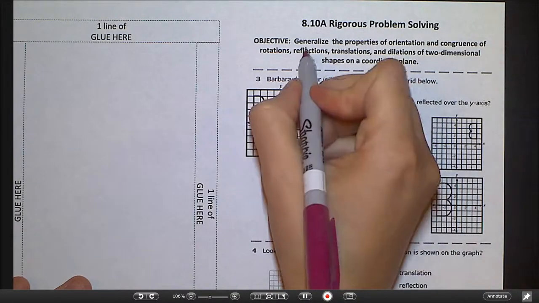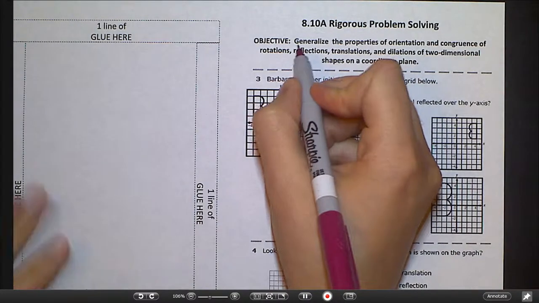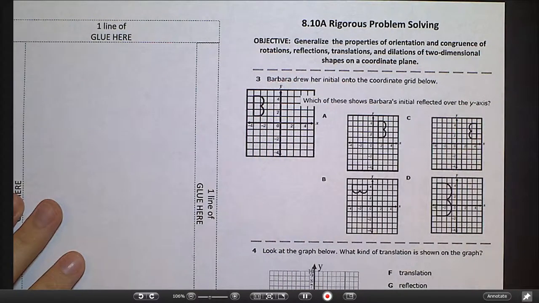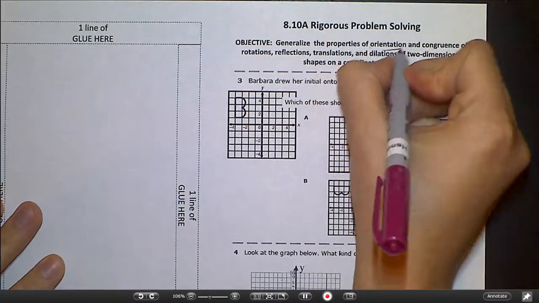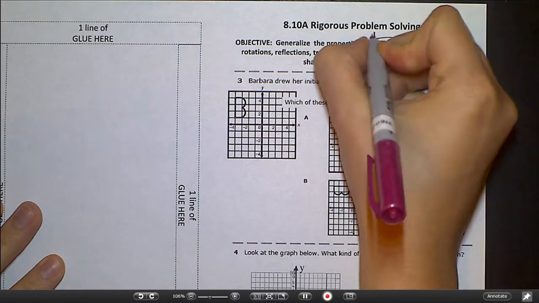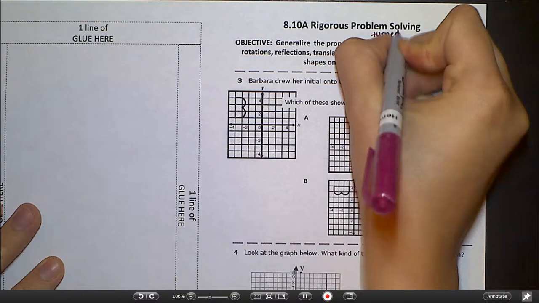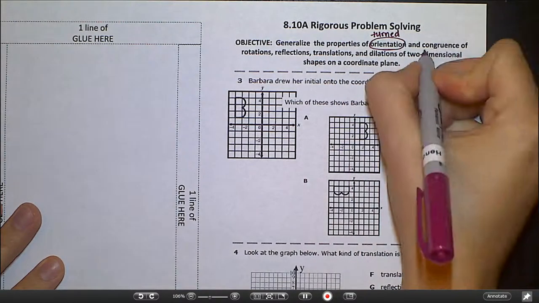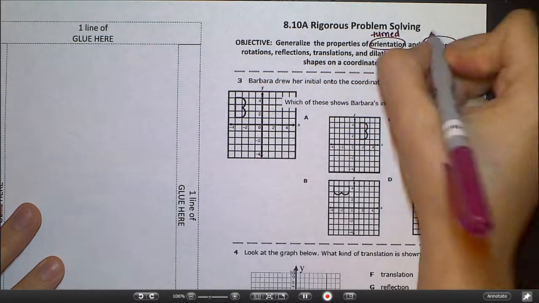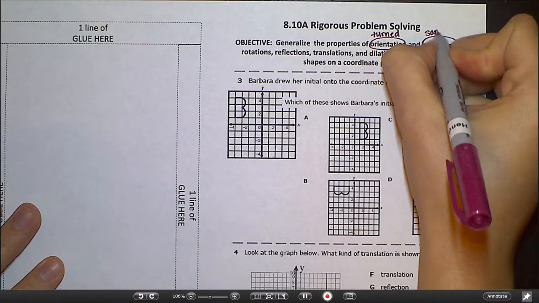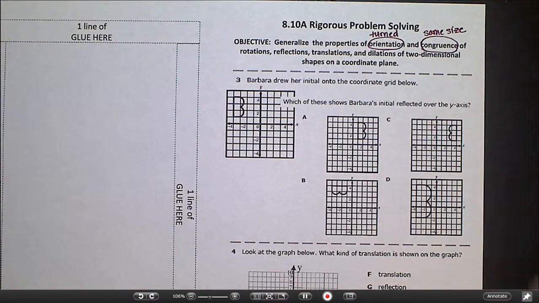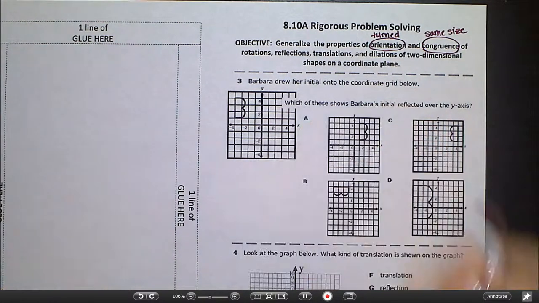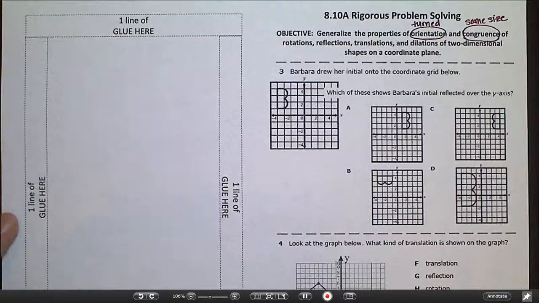So, generalize just means to come up with a general idea of what happens. Orientation, this means how it's turned. Which way is it facing? And then congruence means, is it the same size? And then rotations, let's take a few notes here.